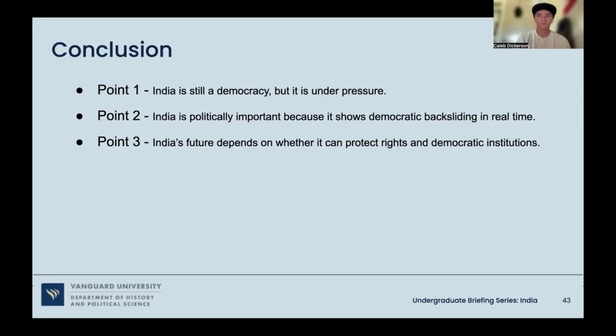Second, India shows democratic backsliding in real time, which makes it an important hybrid regime case in our comparative politics class. And then third, India's future depends on whether it can control and protect its civil liberties, institutional independence, and its political pluralism. So yes, there is still hope for the future of India.